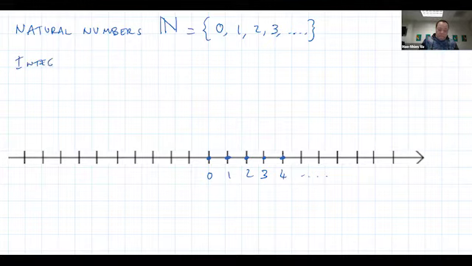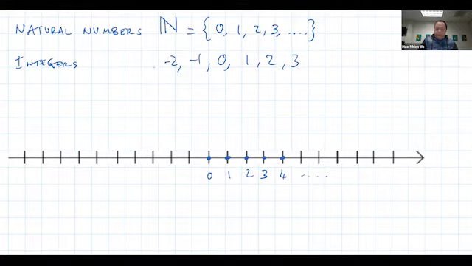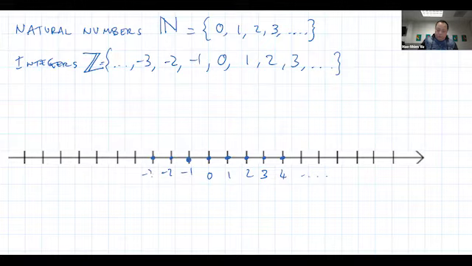Integers are like natural numbers, but they can be negative as well. 0, 1 or negative 1, 2 or negative 2, 3 or negative 3, etc. It goes on forever both ways. The symbol for this is a capital letter Z, again with the double stroke. So the integers include the negatives back on the left as well.